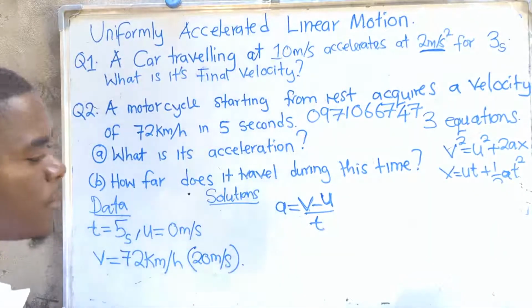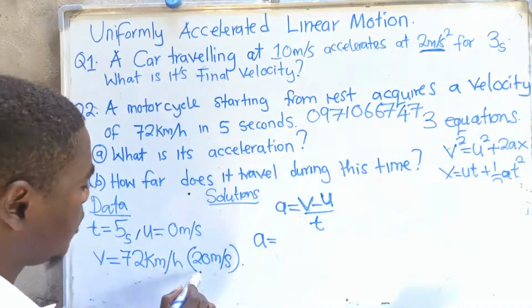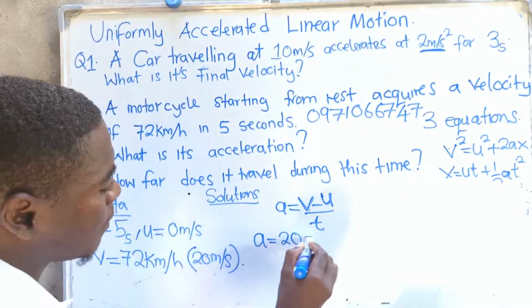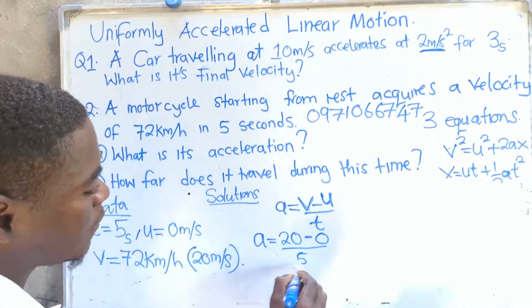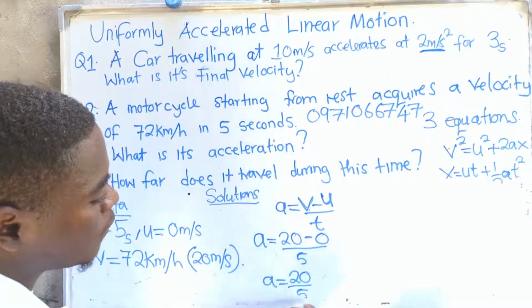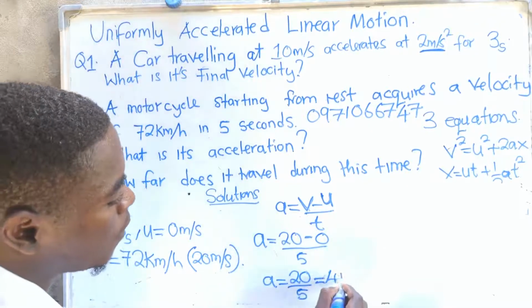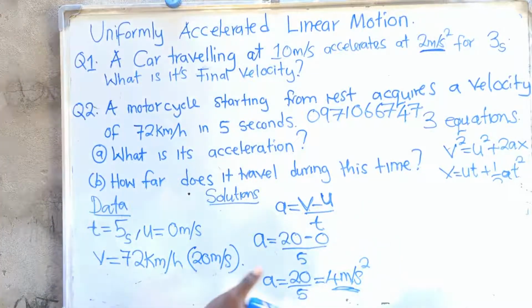So this is what you're supposed to do. You substitute now. This is equal to final, 20 minus 0 over time, that is 5. Meaning that your acceleration will be 20 over 5, which will be what? 4 meter per second squared. You are done. As simple as this.